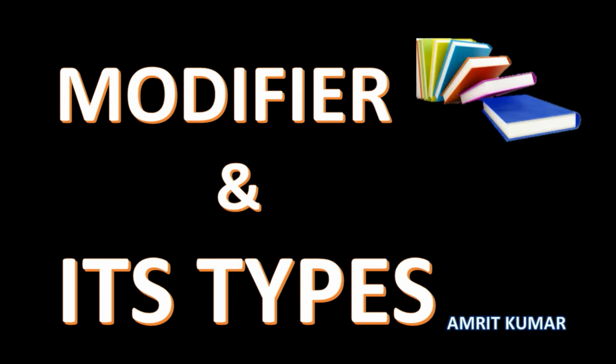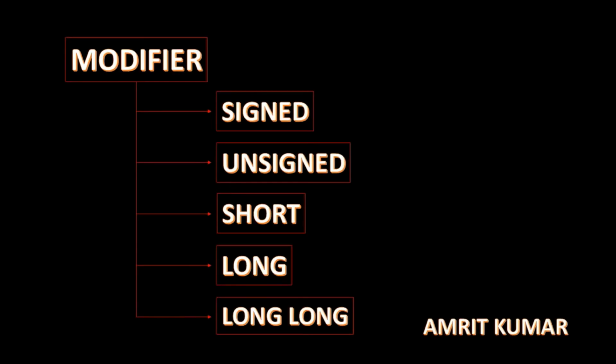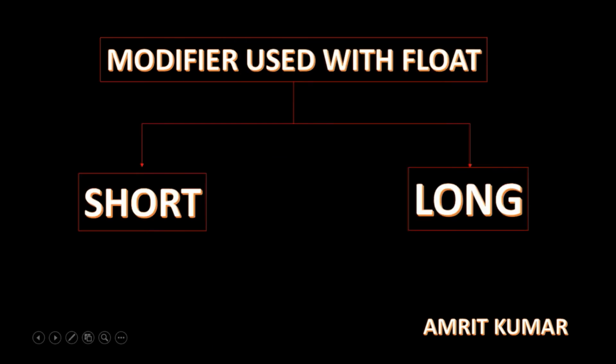In the previous video we learned about the short and long data type that is used with the integer. In this video we are just going to learn about the short and long modifiers which are going to be used with the float data type. As we have studied, we categorized our modifiers into this section: signed, unsigned, short and long.